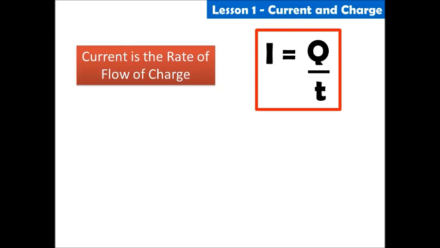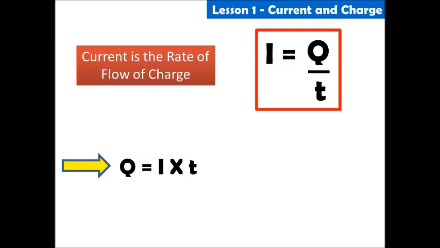Now we want the current to be measured in amps and the charge to be measured in coulombs and the time to be measured in seconds. If we rearrange this equation, we end up with charge is equal to current times time.